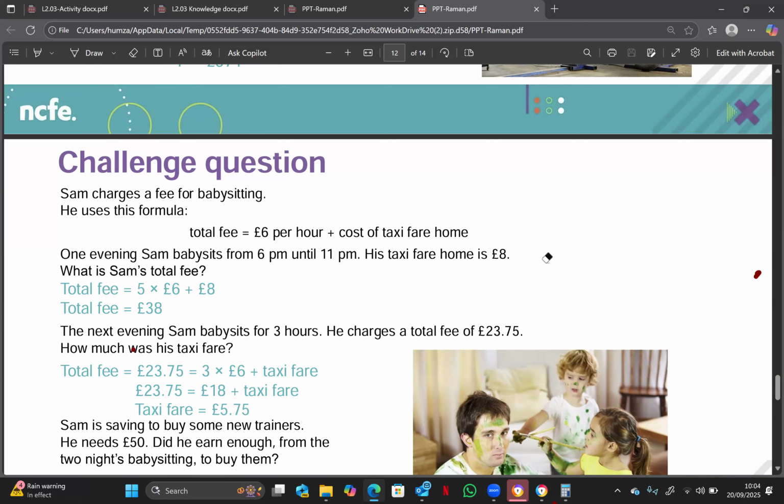So the last question we'll do now. Sam is saving to buy some new trainers. He needs £50. Did he earn enough from 2 nights of babysitting to buy them? So what would we do here? Let me see the question. You need to add the total fee of both nights. That's what you need to do. I will tell you that. All right, so what would you do?